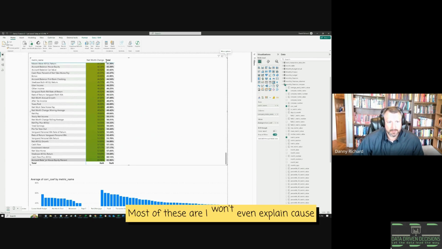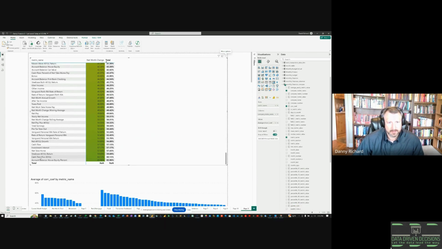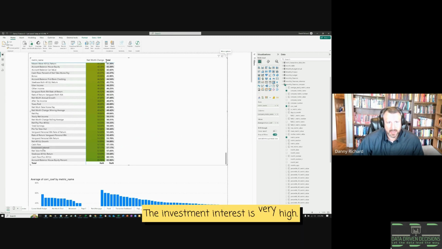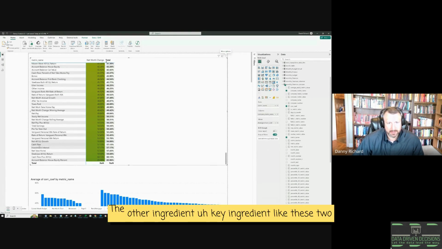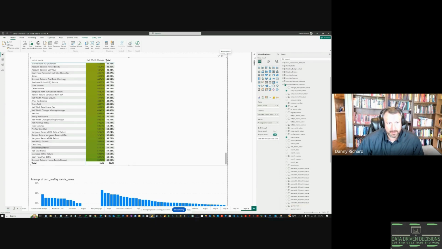Most of these I won't even explain because, so net take home, very high. The investment interest, very high. Those are two ingredients of net worth change. Cash flow, very high. The other ingredient, key ingredient. These two are part of it.